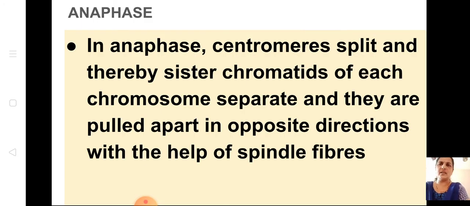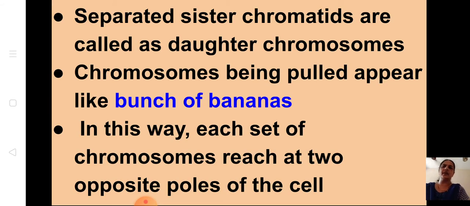In anaphase, centromeres split and thereby sister chromatids of each chromosome separate and are pulled apart in opposite directions with the help of spindle fibers. The pulling of spindle fibers occurs, and the sister chromatids are divided into two parts. One half goes up and the second half comes down. Separated sister chromatids are called daughter chromosomes.